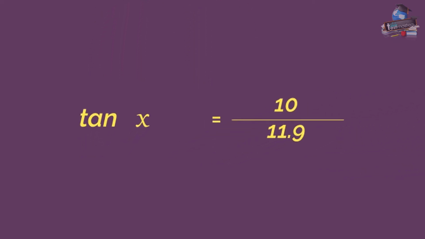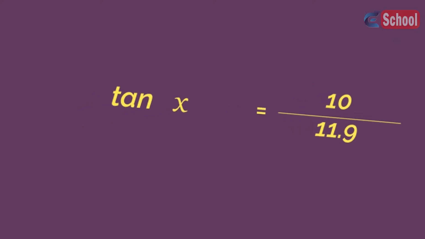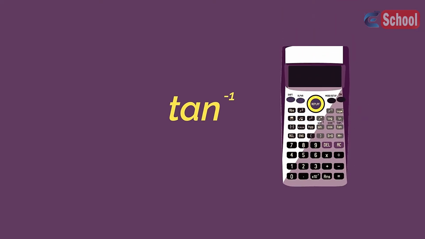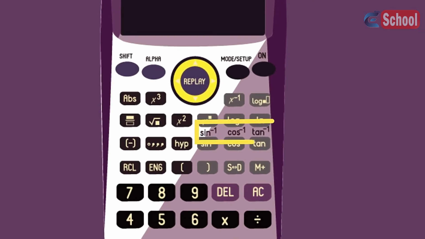To get x on its own, you cannot divide by tan. To separate the tan and the x, we use inverse tan. Have a look at your calculator, and it is above the tan button. See that it's written as tan to the -1, and is also called arctan. Inverse sine and inverse cos are also here.